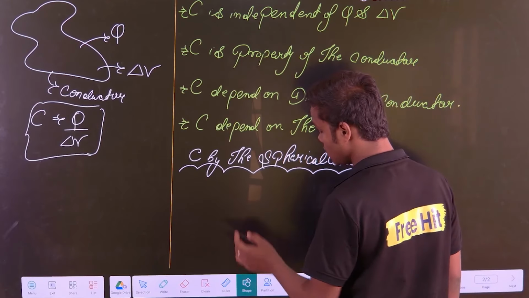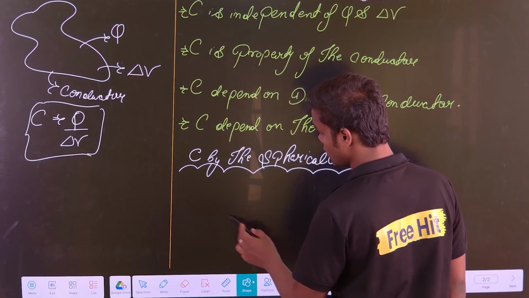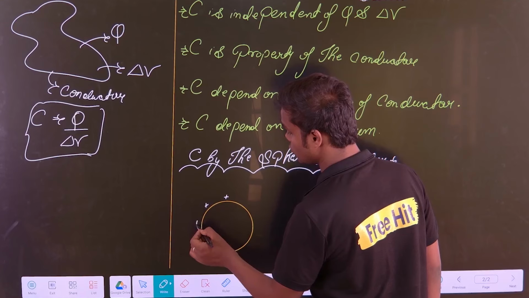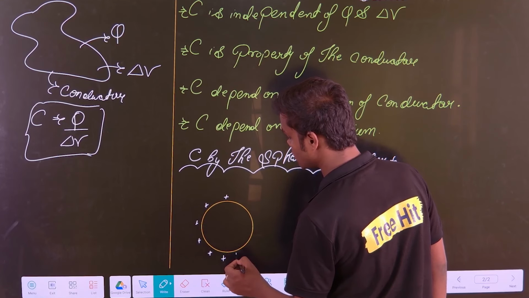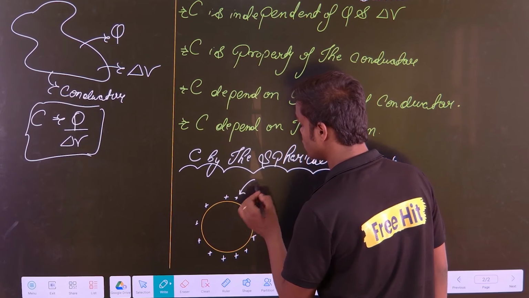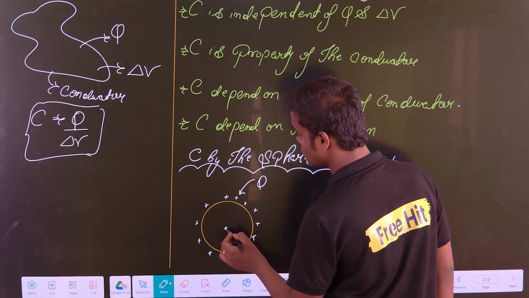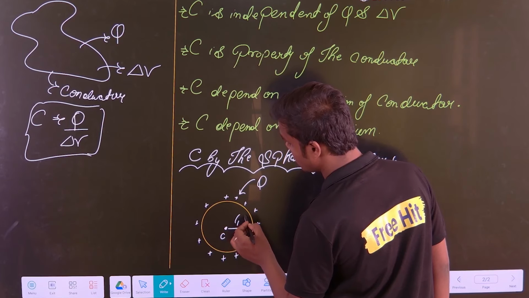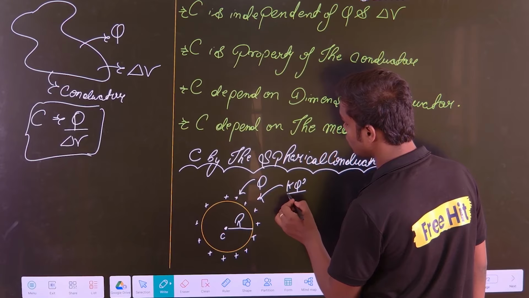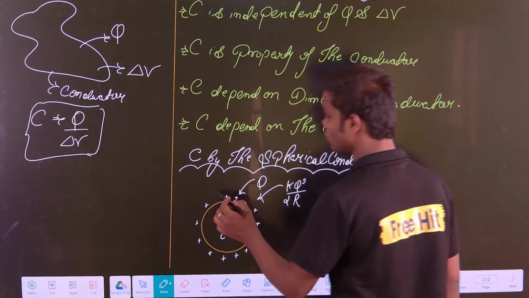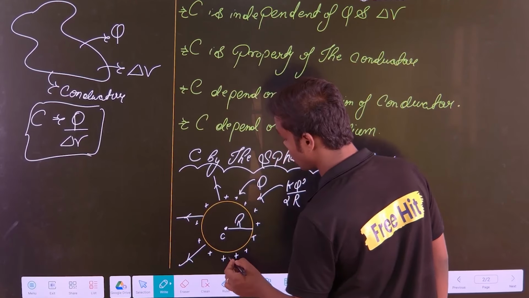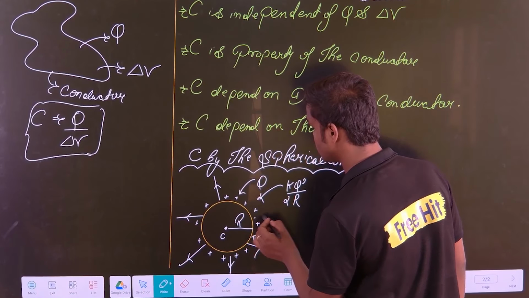Okay, capacitance by a spherical conductor. If we have a spherical conductor, then the charge q will be present on the surface, and if the radius is r, it will be uniformly distributed because the radius of curvature is the same at every point, correct? So this charge is q, this is the center, and the radius is r. What is the energy stored here? It is kq square by 2r, stored from r to infinity. We have seen all these concepts earlier.